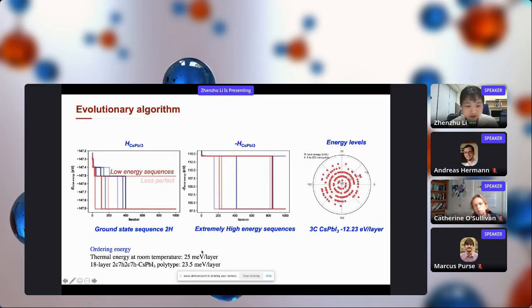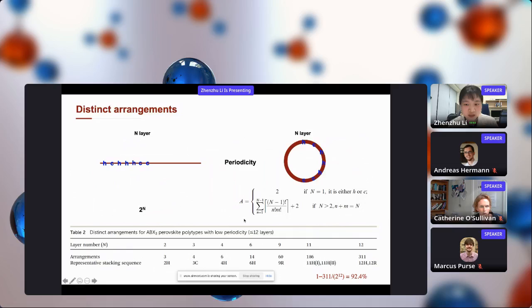Okay, so considering the thermal energy at room temperature, if a polytype has an ordinary energy smaller than this number, then it will be highly expected in the experiment. And we also find that there are some extremely high energy sequences related to the intrinsic features of polytypism. First, we find that the number of distinct arrangements for polytypes is much smaller than 2 to the nth power because of the periodicity of the lattice.